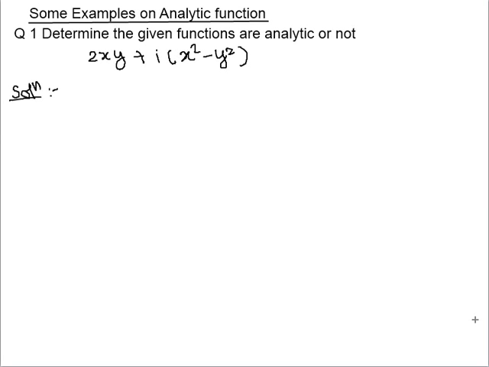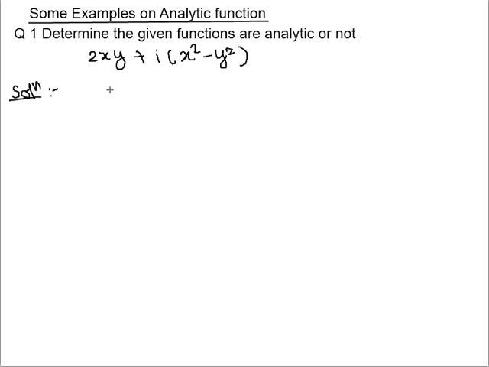New video. Today we discuss some more examples on analytic functions. Here we have one question: determine whether the given functions are analytic or not. The first function is 2xy plus iota times (x square minus y square). Step 1, for determining whether this function is analytic or not, we check with the Cauchy-Riemann equations.